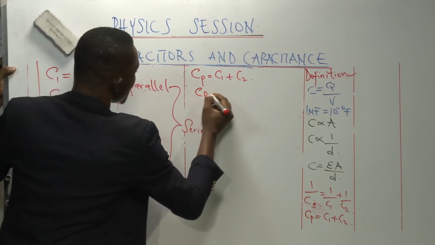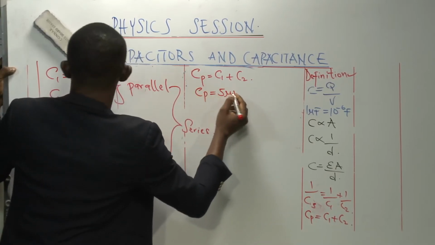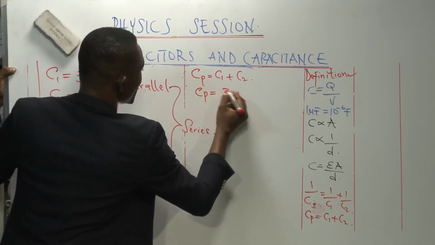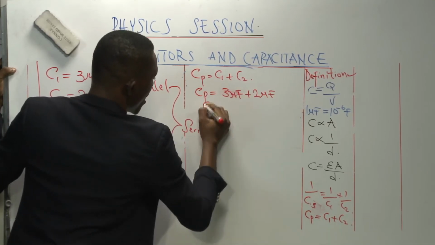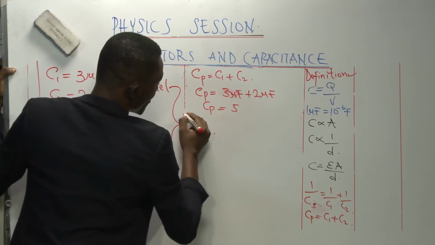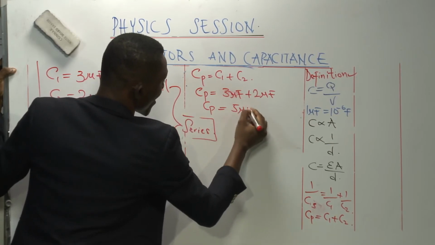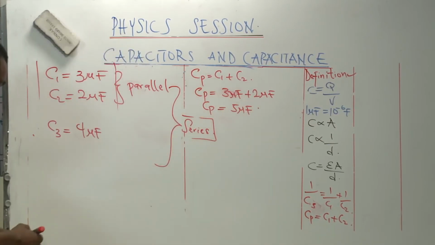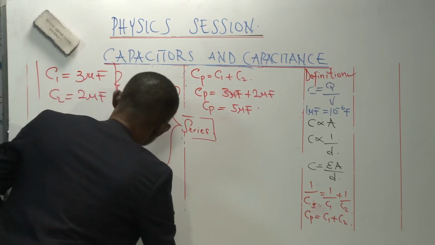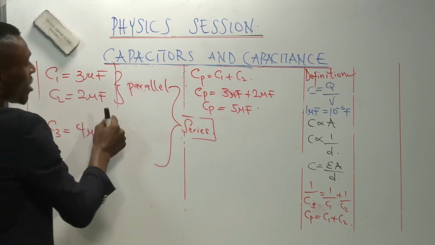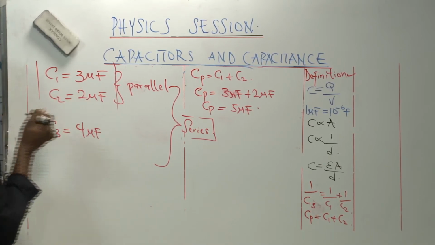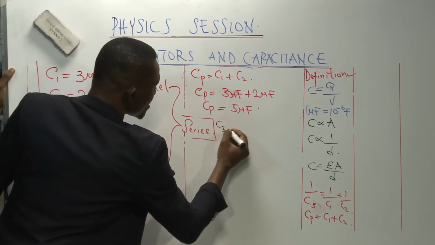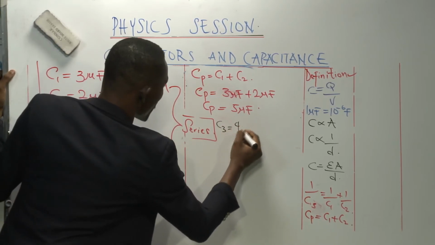So Cp is equal to 3 microfarad plus 2 microfarad, and that's going to give us 5 microfarad. Then we were told that the whole combination is connected in series with this one now. So it is connected in series with the third capacitor, which is 4 microfarad.